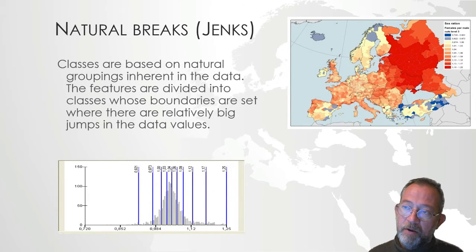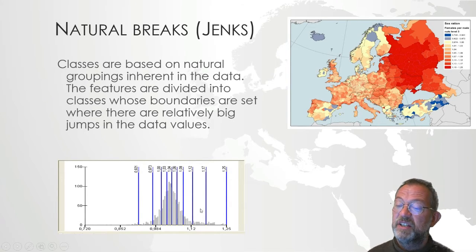Natural breaks, or Jenks, is a computer algorithm that looks at this frequency distribution or the histogram and then tries to optimize it, so it tries to ensure that we have as many observations in the center and as few at the edges. Or it tries to optimize it so that we have a maximum variation between the classes and a minimum variation internally in the classes. So we should see that these break lines fall at places in the histogram where we have relatively few observations.